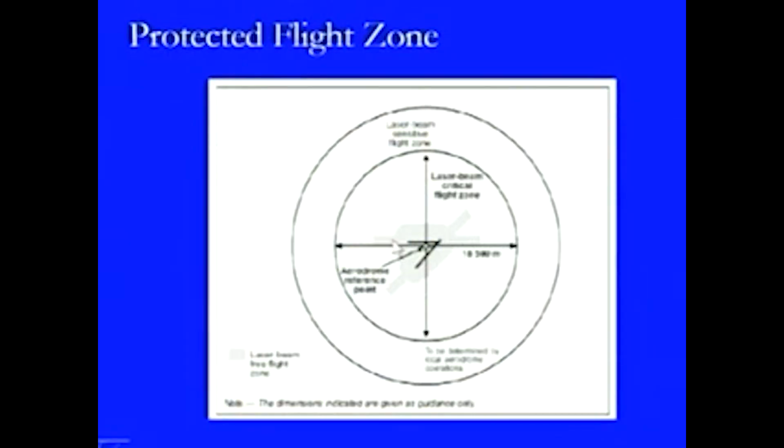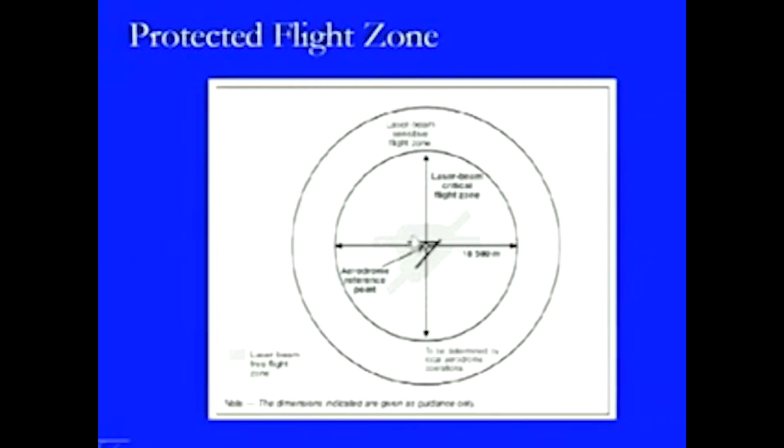This is the way it is being defined here. We have the runway strips located in this form and in this form, and then with respect to the airport reference point, for a certain distance we are defining a laser beam critical flight zone, then there is a laser beam sensitive flight zone.